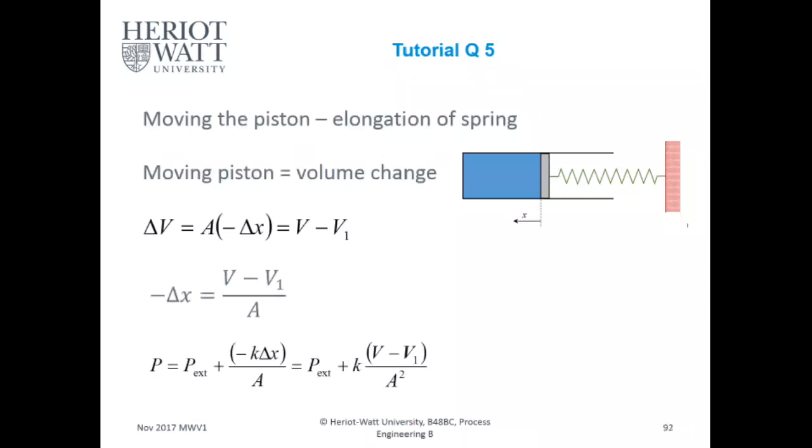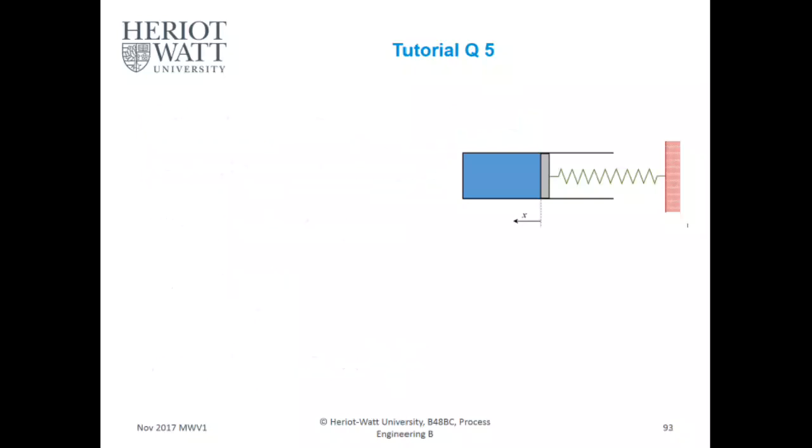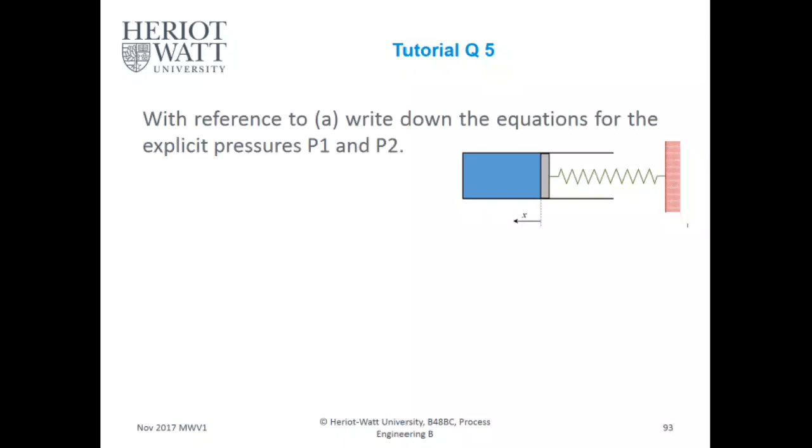Just note down that equation if you haven't fully got it, and I'll get you to work on it later in the questions. You're going to be using that last equation. So with reference to the original part A, write down the equation for the explicit pressures P1 and P2. So what happens in the initial pressure and the final pressure, because you're compressing, right?